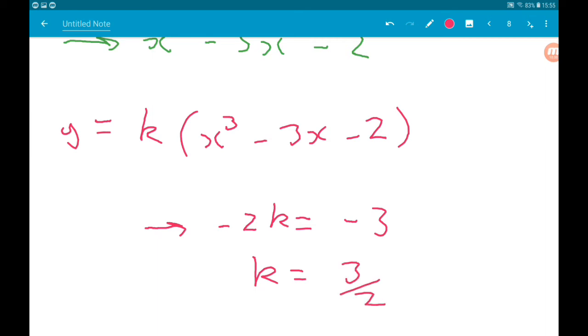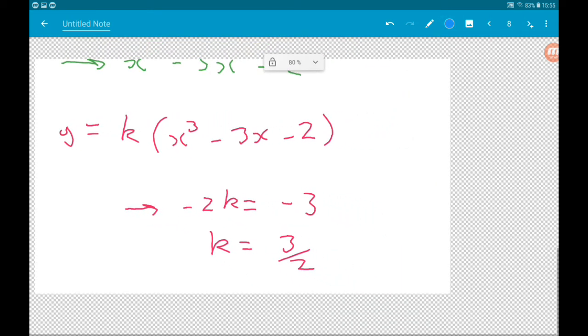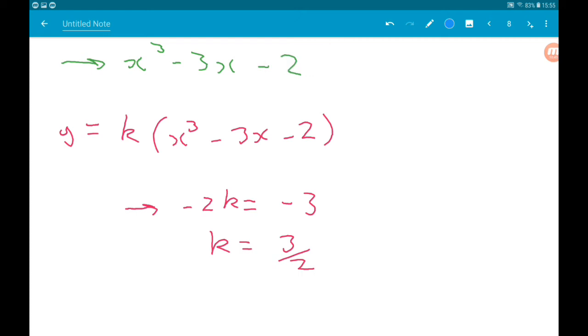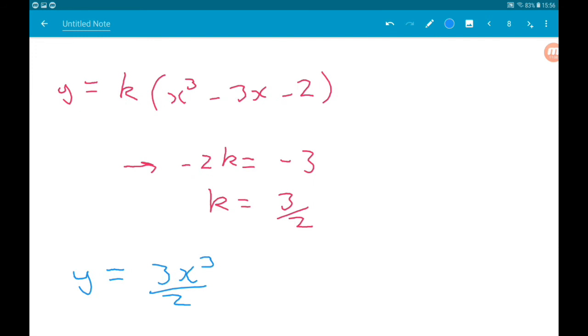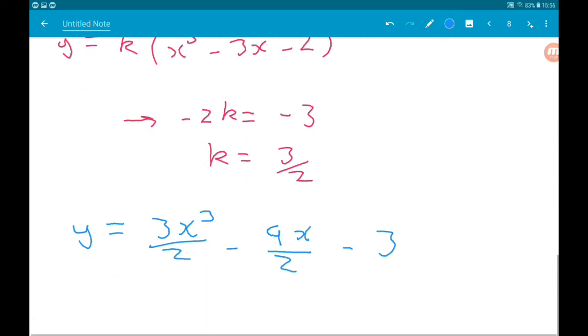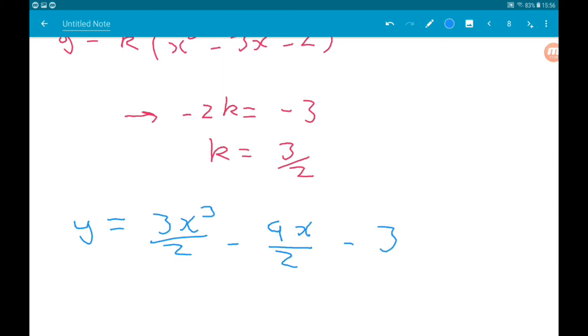So finally, we can now get our expression for y. So y is 3x cubed over 2 minus 9x over 2, and then minus 3 at the end. So that is our function y or f of x.